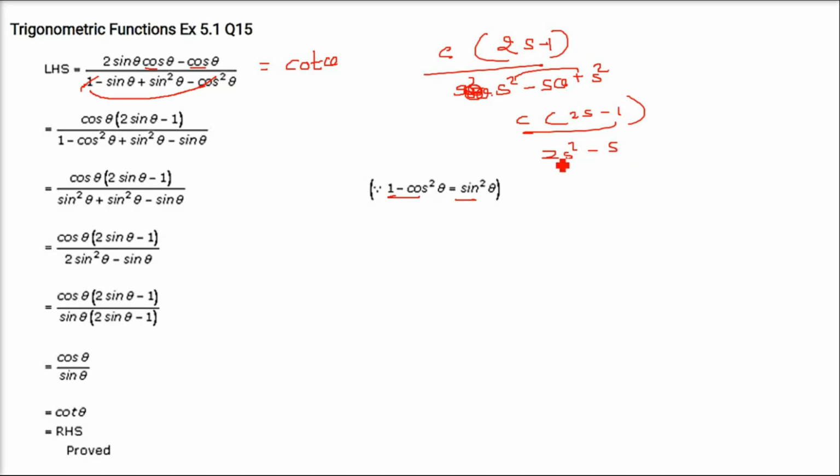Right, this is sin theta. Now you can take sin theta common from here, because this is 2 sin square theta minus sin theta. So you get cos theta (2 sin theta minus 1), and you take sin theta, and then you have (2 sin theta minus 1). But you see these two are the same, so you can cancel this. Cos theta by sin theta is what? Cot theta. So this is cot theta.